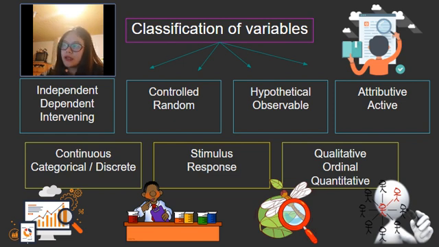We have ordinal variables whose values are susceptible to order, but do not occur in a magnitude of differences, and they correspond to the ordinal measurement scale. And quantitative variables, whose values are expressed in degrees, different magnitudes, or measurements.